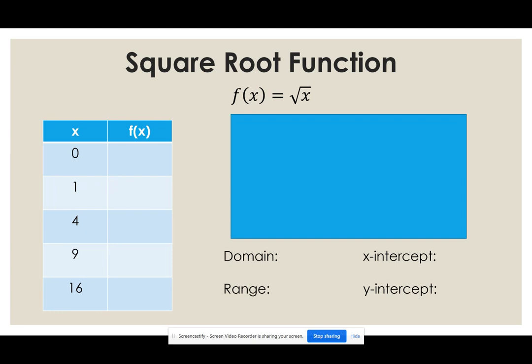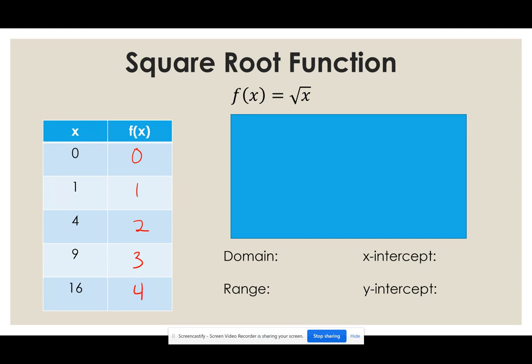So I came up with a table here on the left-hand side, and we're going to substitute all of these x values into that function. So first is 0. If I substitute that in, the square root of 0 is 0. Okay, the square root of 1 is 1. The square root of 4 is 2. The square root of 9 is 3. And the square root of 16 is 4.